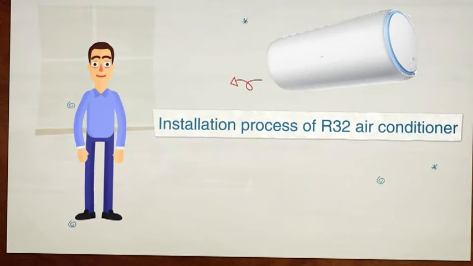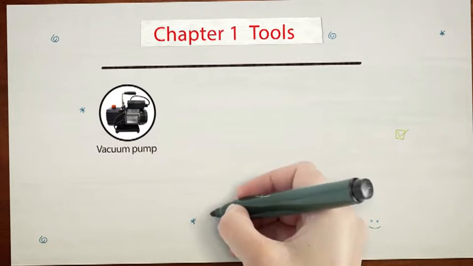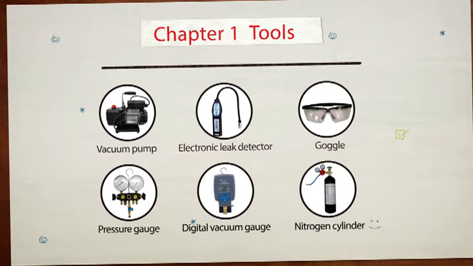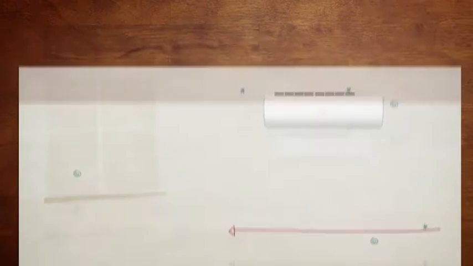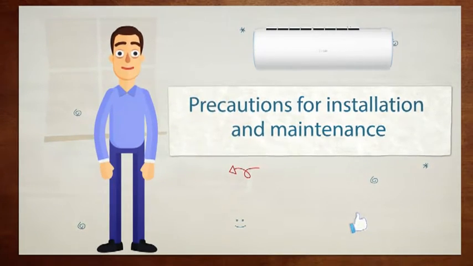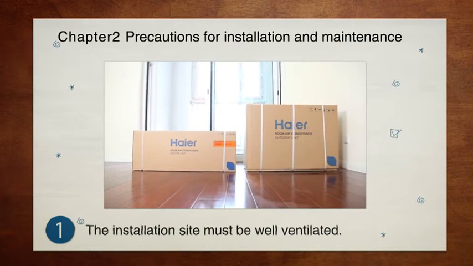Installation process of R32 air conditioner. Chapter 1. Tools. Chapter 2. Precautions for installation and maintenance. Number 1. The installation site must be well ventilated.